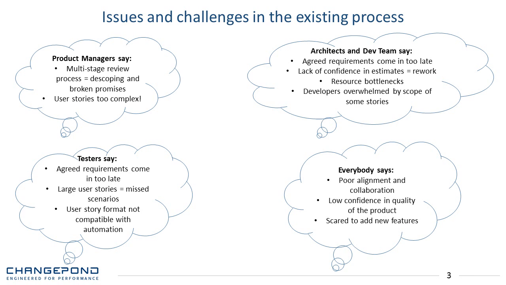And some points that were common across all stakeholders were, everybody felt there was poor alignment and collaboration between all project members. They had low confidence in the quality and stability of the platform, and they were apprehensive about adding new features to the system in the fear of breaking the system.